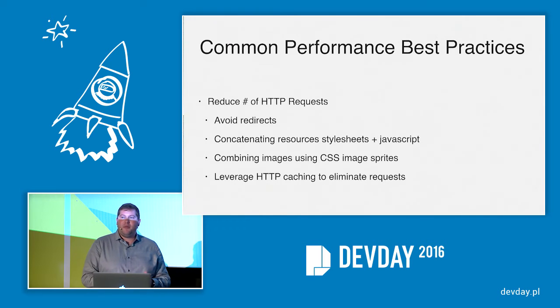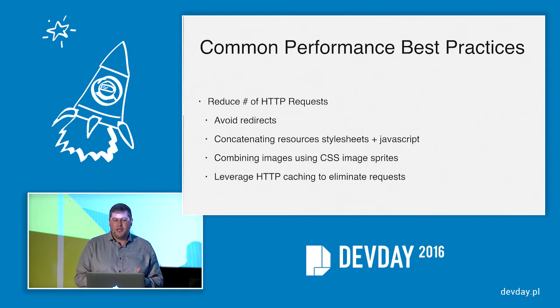I think the most common best practices are to concatenate resources like style sheets and JavaScript. So you should combine these and minify them as much as possible. You should combine images into CSS image sprites, and then you should leverage HTTP caching for front-end assets. Like I said earlier when we were talking about the server side, you can do the same thing for the client side. I think most people know about caching on the client side, but you should never download JavaScript or a style sheet if it hasn't changed, and most of these things don't change dynamically.